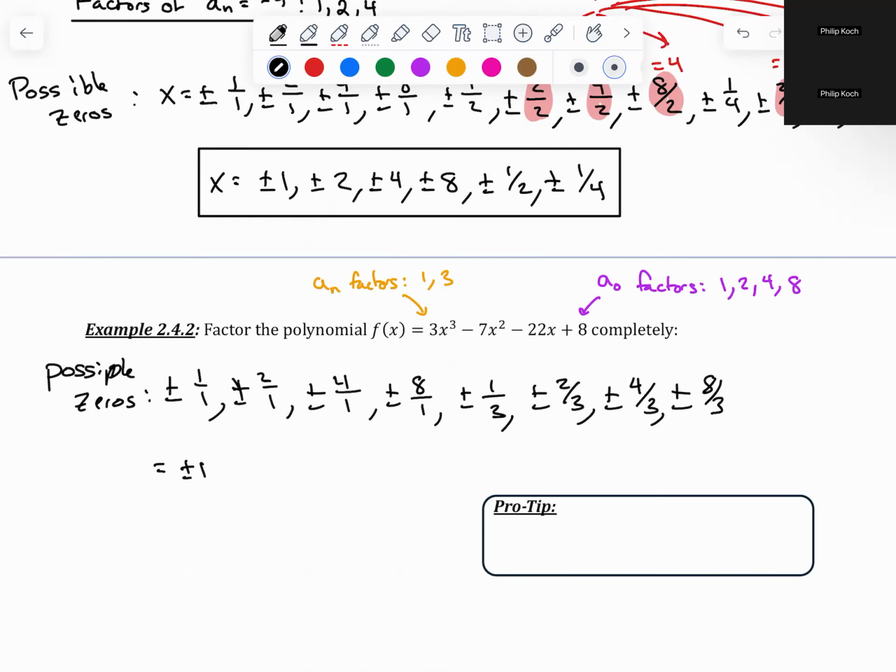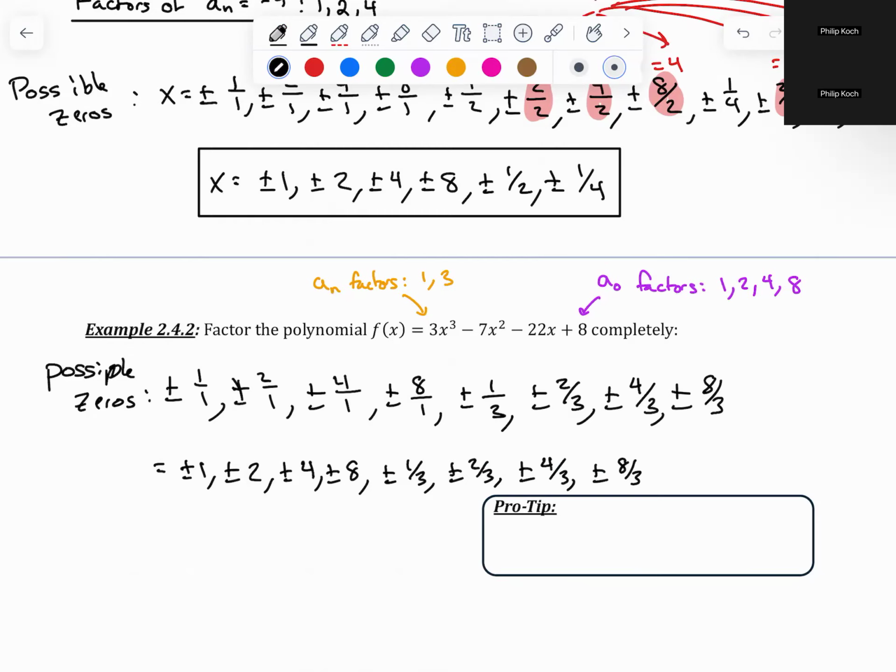Plus or minus 1, plus or minus 2, plus or minus 4, plus or minus 8, plus or minus 1/3, plus or minus 2/3, plus or minus 4/3, and plus or minus 8/3. Okay, that is a total of 1, 2, 3, 4, 5, 6, 7, 8. That's 16 numbers to check. Do you want to do that?